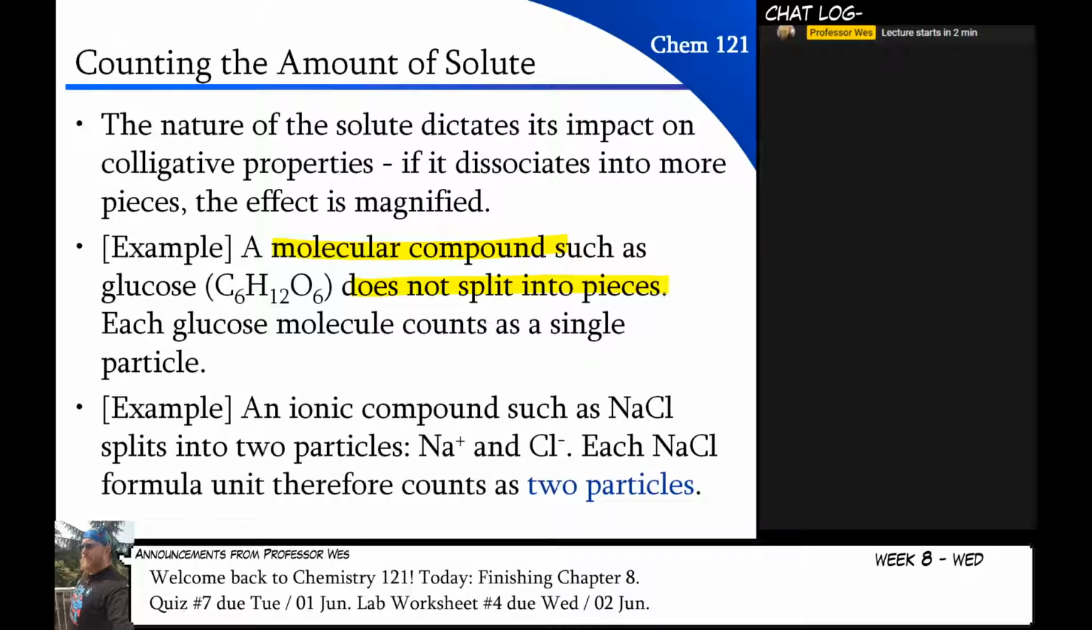However, if I had an ionic compound, ionic compounds split into particles, and that's going to depend on how many particles there are. In this example, sodium chloride splits into two pieces. There's the sodium piece and the chloride piece. So for each unit of NaCl I drop into the solution, I actually get two particles out. And since the number of particles is all that matters, if I put the same number of NaCl units in as I do sugar units, the sodium chloride is twice as effective.